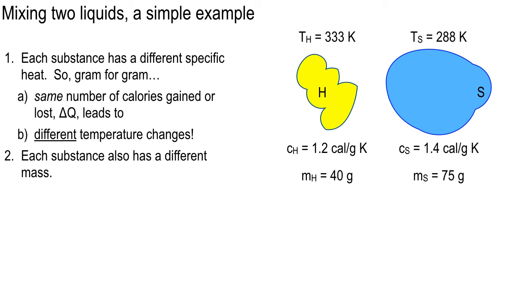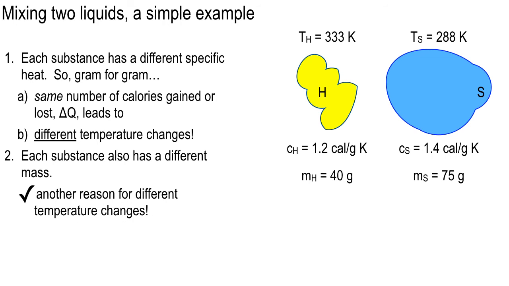And this is another reason that there's going to be a different temperature change. Even if something's easy to heat up, if you have a lot of it, 1 calorie is not going to heat it up very much. So something like gold, if you have a lot of grams of gold, even though gram for gram it's easy to heat up compared to water, it's not going to heat up very much.